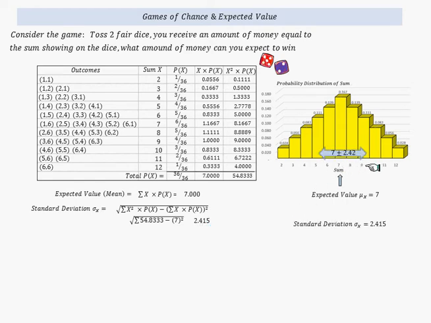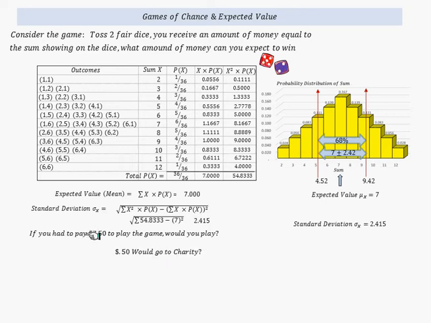As you can see here, this is the variability above the mean, and here come the boundaries, 4.52 to 9.42, with 68% chance or likelihood. If you had to pay $7.50 to play the game, would you play? Probably not. You're losing 50 cents per game. But if 50 cents would go to charity, then you would probably play this game for charity's sake.